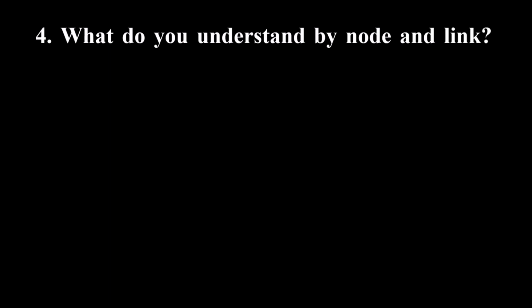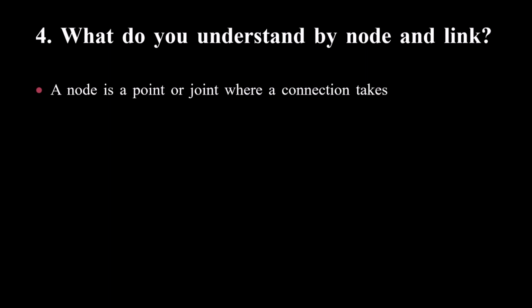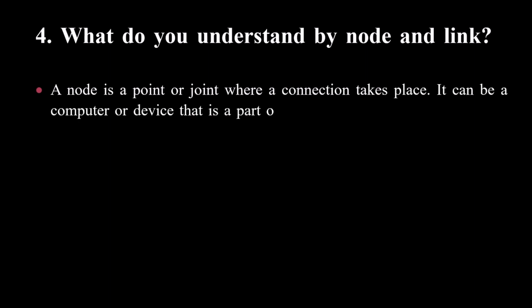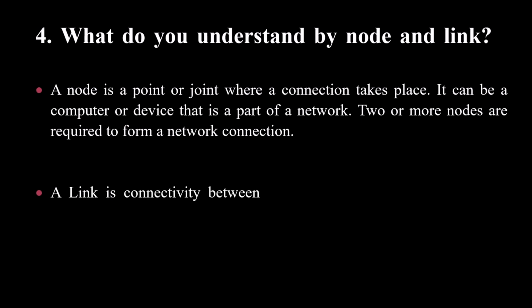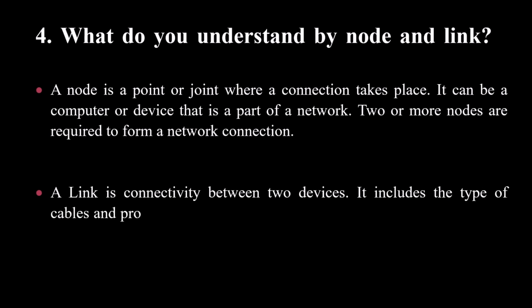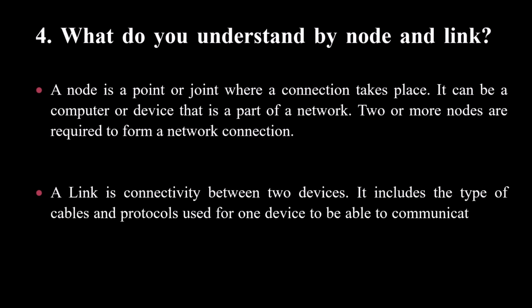What do you understand by node and link? A node is a point or joint where a connection takes place. It can be a computer or device that is a part of a network. Two or more nodes are required to form a network connection. A link is connectivity between two devices. It includes the type of cables and protocols used for one device to be able to communicate with the other.